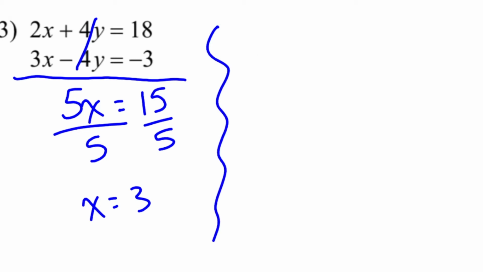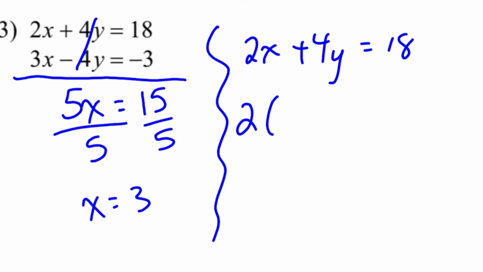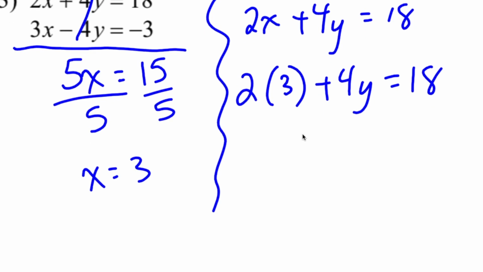I'm going to come up to the top equation, so 2x plus 4y equals 18. And I'm going to plug in this 3 for x because I know that x is equal to 3. So plug that in there. And now I'm ready to solve for my y coordinate. 2 times 3 is 6, plus 4y equals 18.